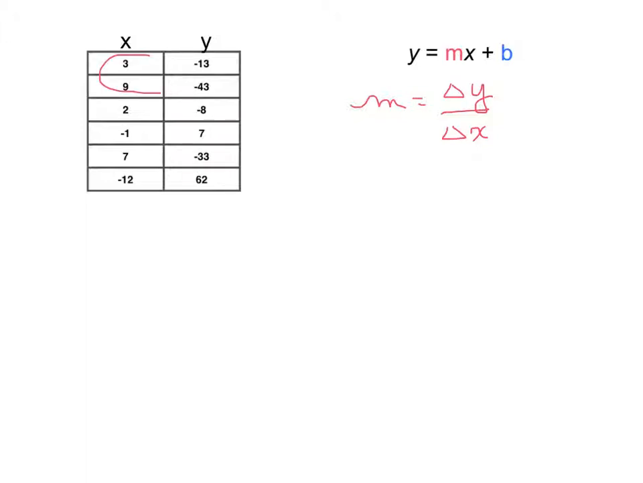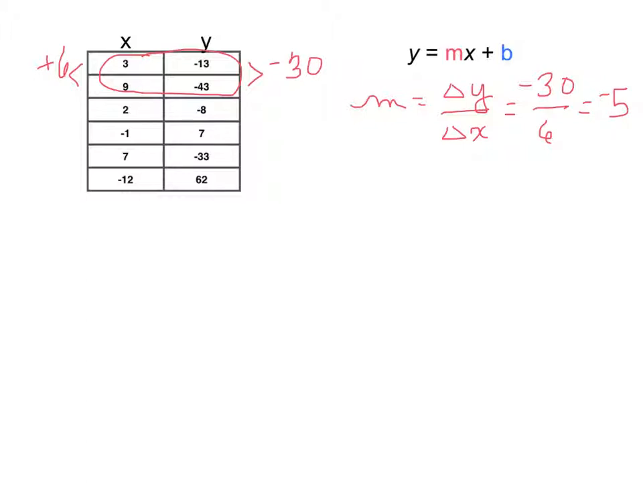I'm going to look at the first two. We have 3, negative 13 and 9, negative 43. Well, our change in y, if you notice, is decreasing by 30. Therefore, we have a negative 30. In our x's, we go from 3 to 9. We are increasing by 6. So our ratio would be negative 30 to positive 6. And that can get simplified to a negative 5.